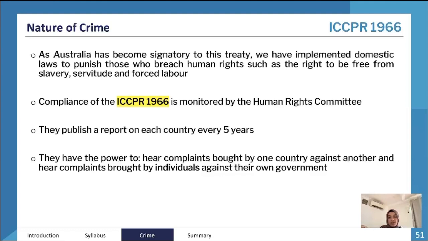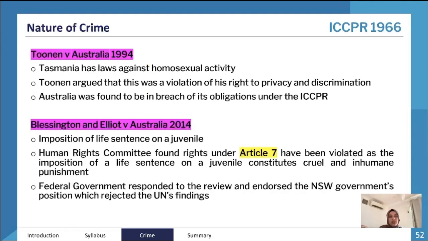They have the power to hear complaints brought by one country against another and hear complaints brought by individuals against their own government. So, Toonen v Australia, 1994, Tasmania had laws against homosexual activity. Toonen argued that this was a violation to his privacy and it was discrimination, and Australia was found to be in breach of the ICCPR.